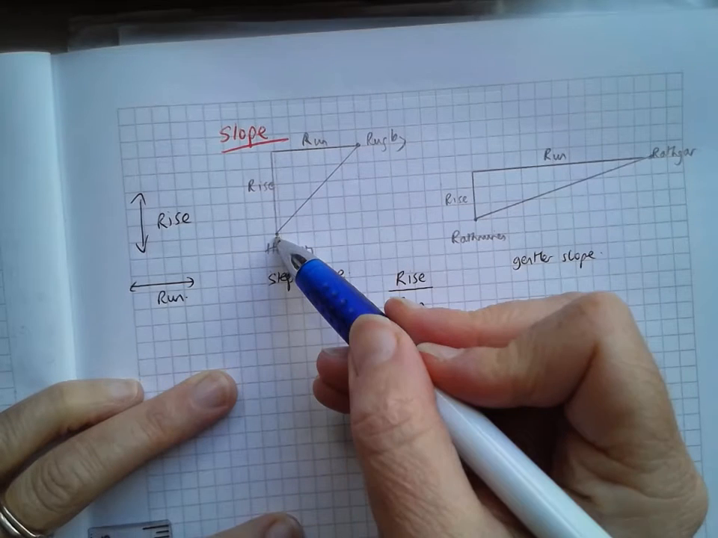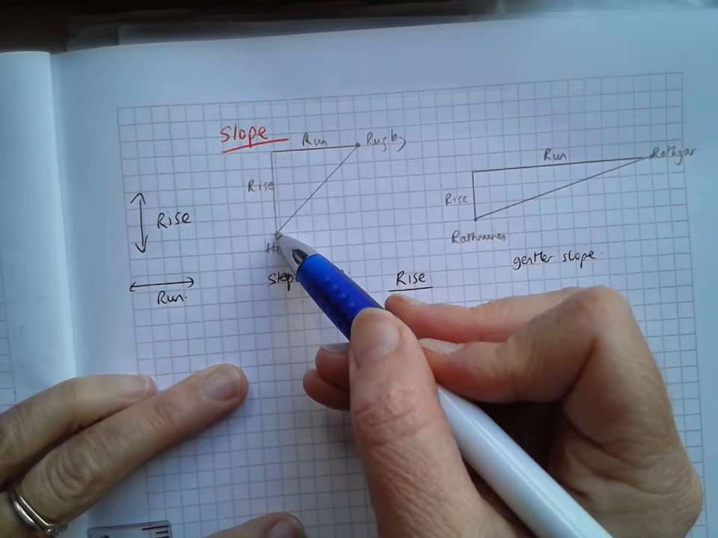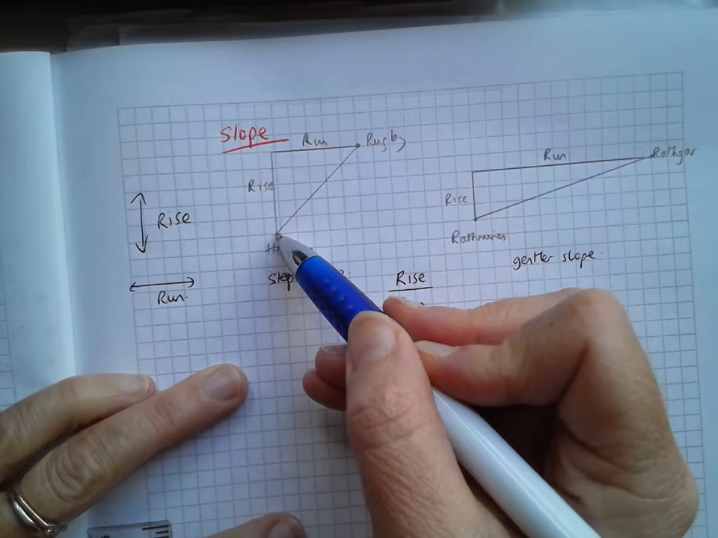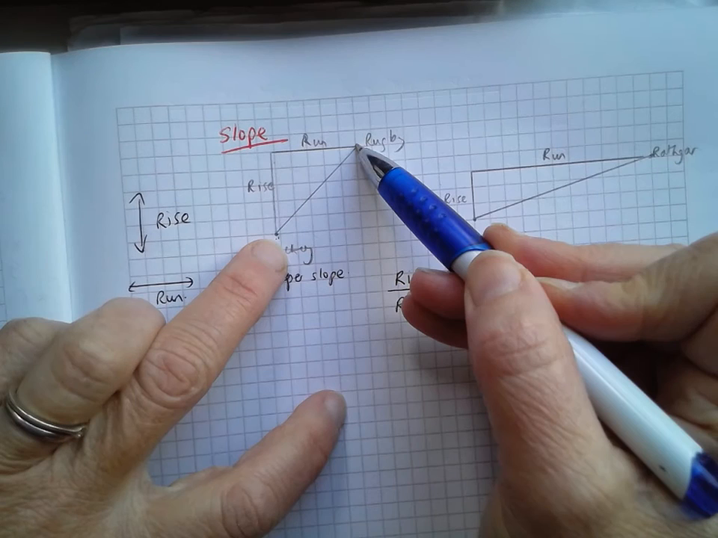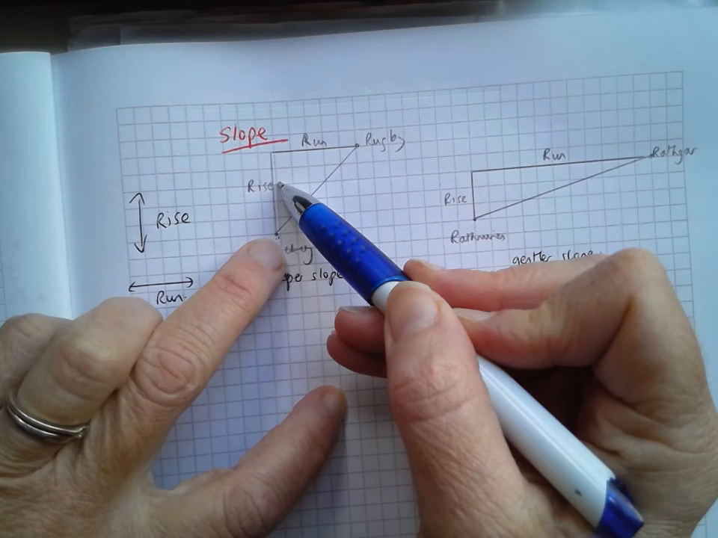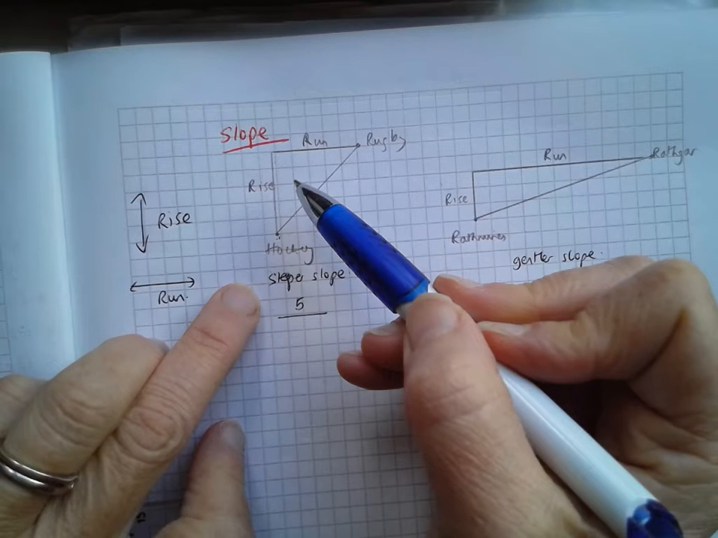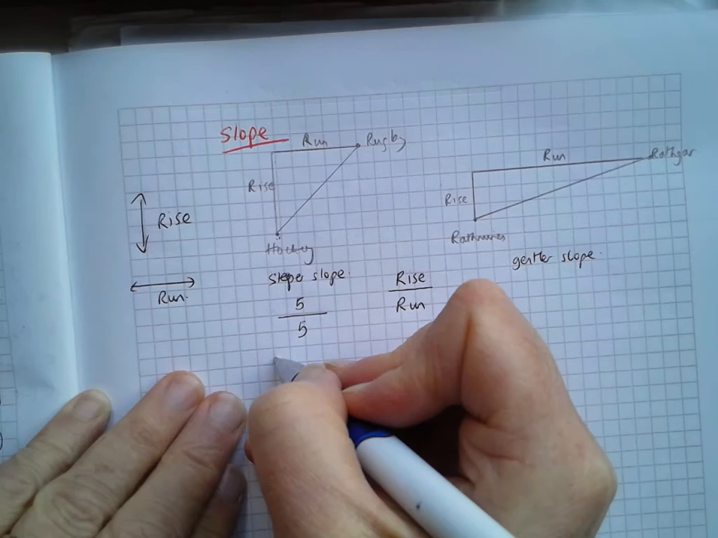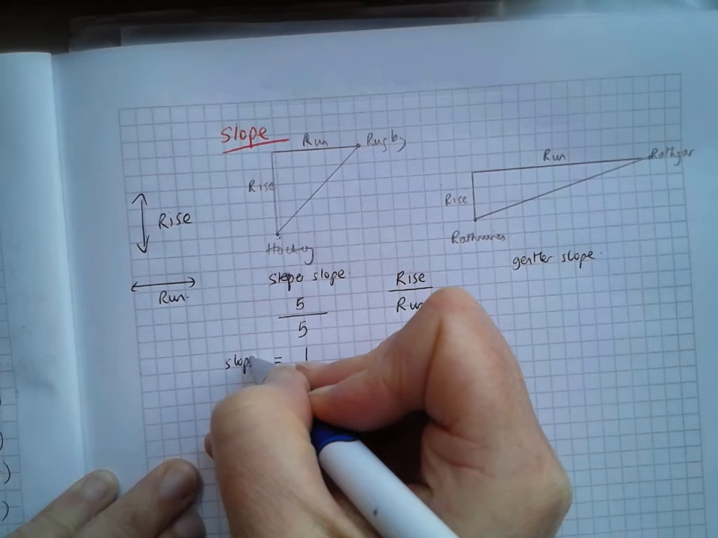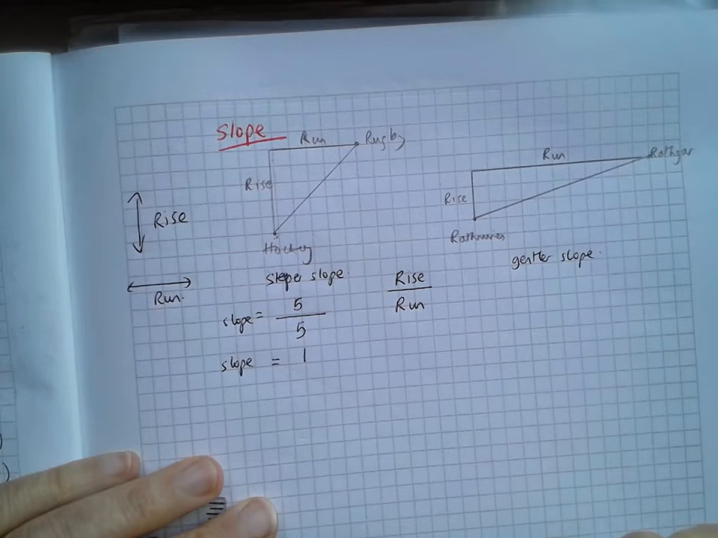How much does this person go up? How many squares do they go up, to get from here to here? They go 1, 2, 3, 4, 5 squares up. And how many squares do they go along? 1, 2, 3, 4, actually 5. So that has a slope of 1. It has a slope of 5 over 5, which is 1. So in other words, for every step they go up, they're going along a step.